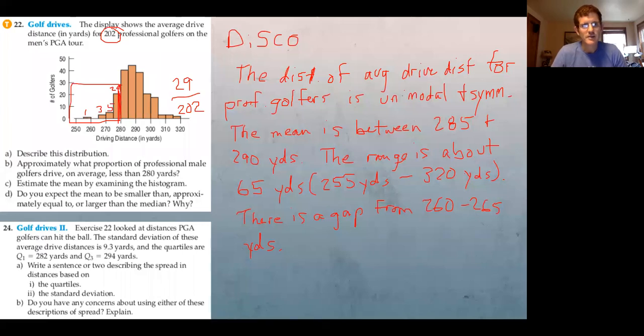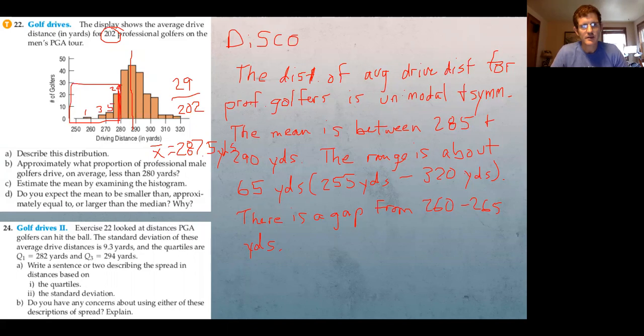So estimate the mean. We already did that to some degree. We know it's going to be between 285 and 290. We can go a little further than that with this problem. Because it's so symmetric, I might even guess that it's right in the middle of this bin right here. So I might even guess the mean is 287.5 yards. I'm kind of covering up other stuff, but it's a guess. We don't have the data, so that's a reasonable guess right there.